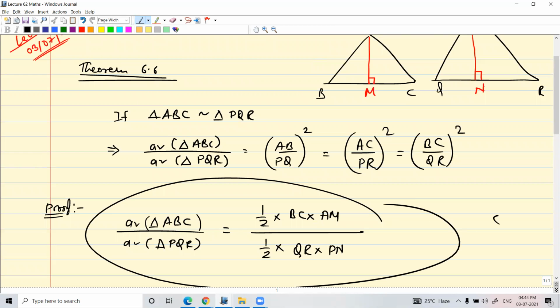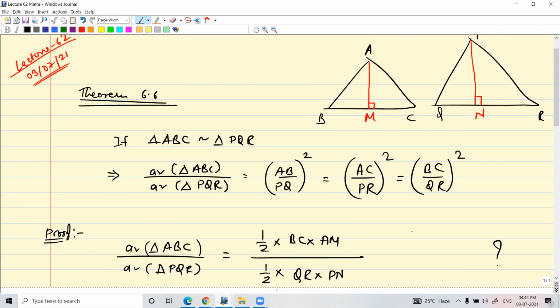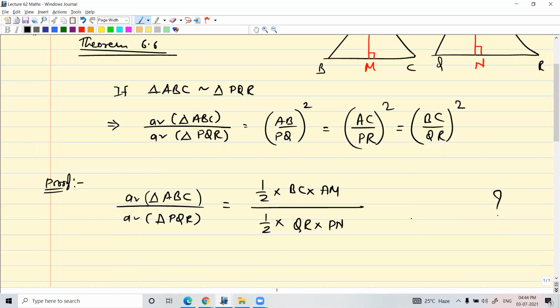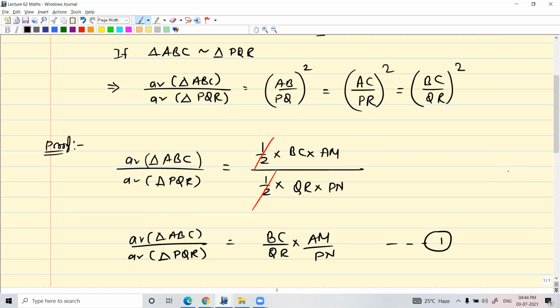This one, everyone understands how this came? Confirm? Yes, sir. Okay. So what will happen here? Half and half will get cancelled, right? So this ratio will become BC by QR into AM by PN. Let's call this our first equation.